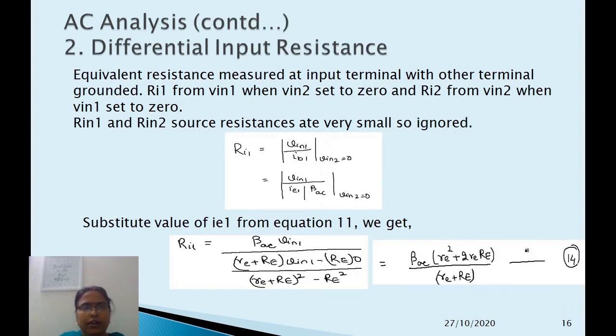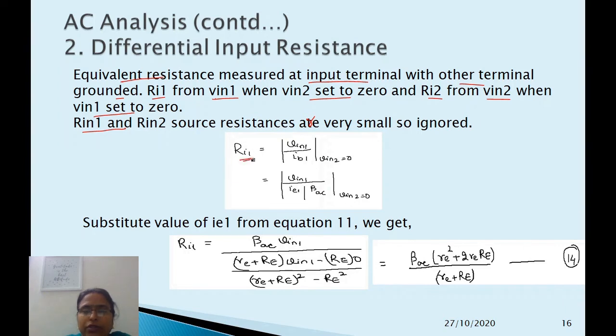So next is the differential input resistance. The differential input resistance is the equivalent resistance that is measured at any of the input terminals with the other terminal grounded. Ri1 is the equivalent resistance we are measuring from the Vin1 side when Vin2 is set to 0, and similarly Ri2 is measured from the Vin2 side when Vin1 is set to 0. Generally the source resistances Rin1 and Rin2 are very small, so these are ignored.